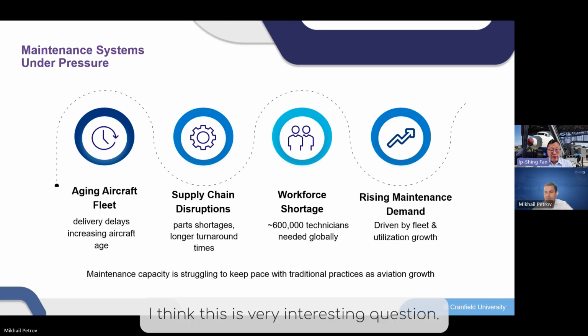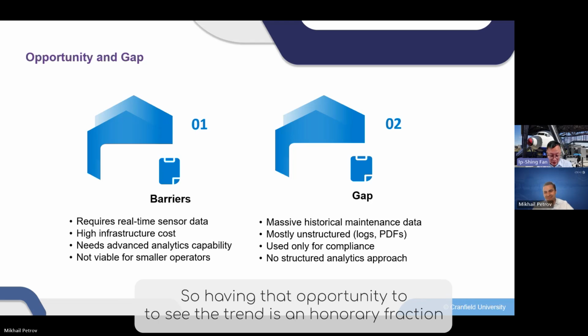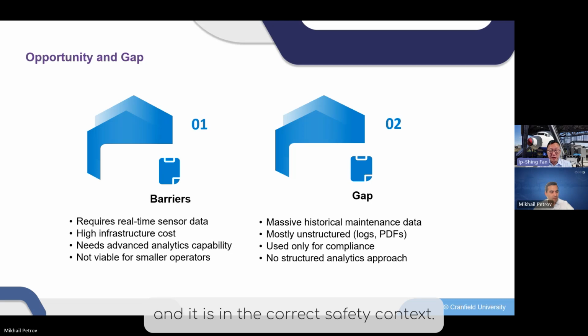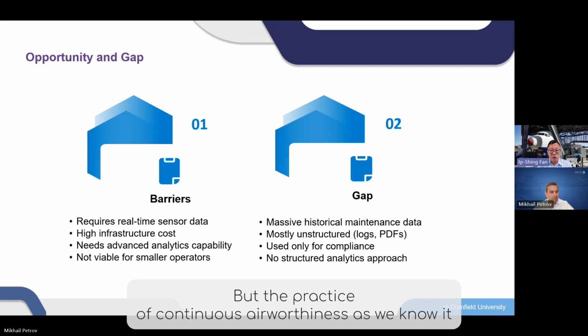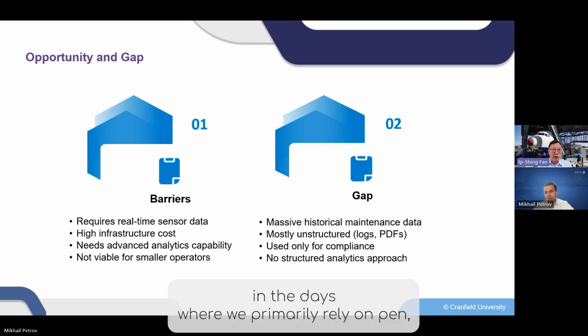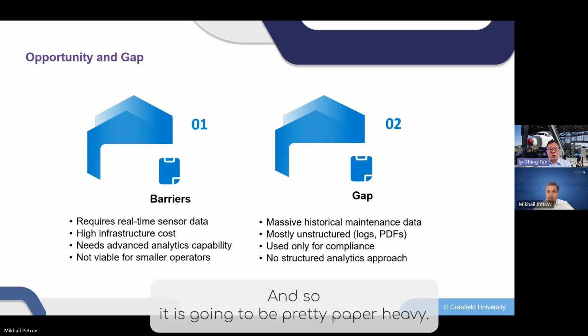Now, I think this is a very interesting question. So thank you for bringing it up. Part of the understanding that we need to put, and as Mikhail said, I am very old, so having that opportunity to see the trend, is that on reflection, the way that aviation is looking after maintenance is in the correct safety context. But the practice of continuous airworthiness, as we know it today, is very much designed back in the 70s and 80s, in the days where we primarily rely on pen, paper, and people. And so it is going to be pretty paper heavy.